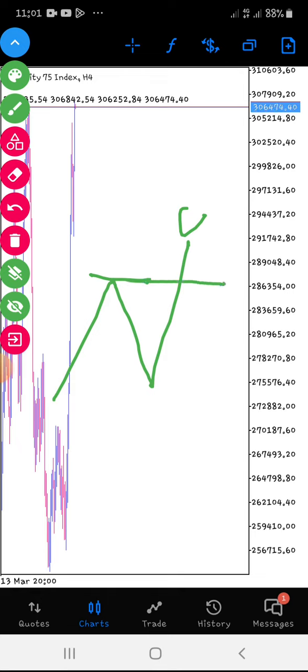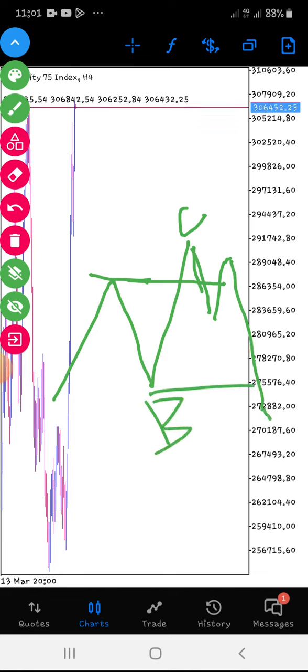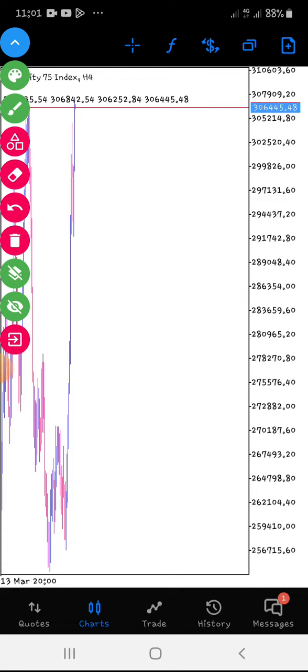So when the A here is broken, we wait. We go to H1 or any small time frame. We wait and we see the pullback here. Then the market comes back, and then we shoot down. We target the B. Are you getting the point? That is how you can use the ICT concept to trade, the easiest way.